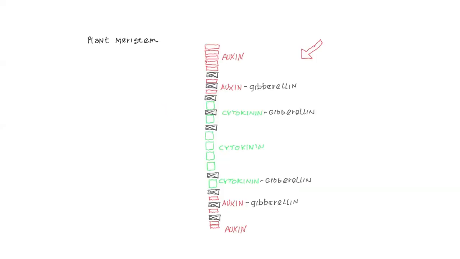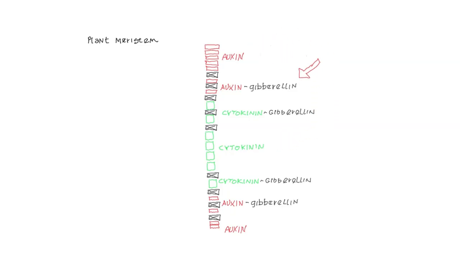Gibberellin regulates both auxin and cytokinin. It is a kind of switching agent. There are times when cytokinin dominates. There are times when auxin dominates.